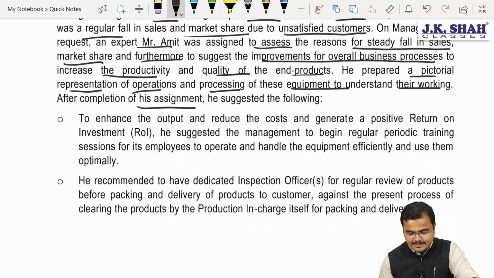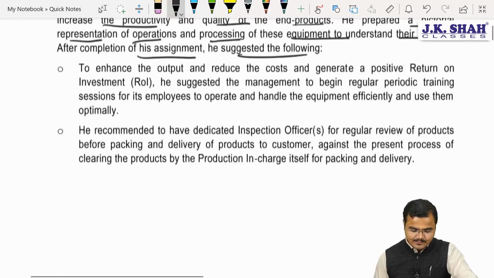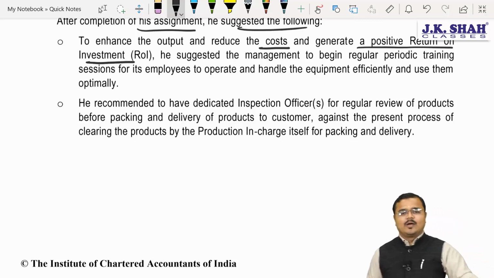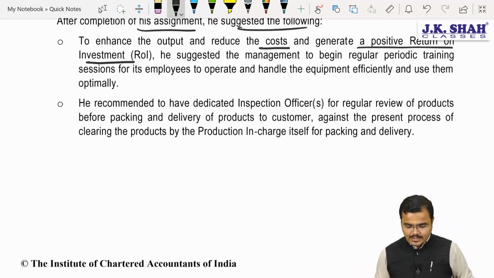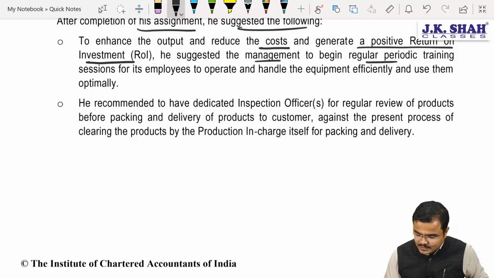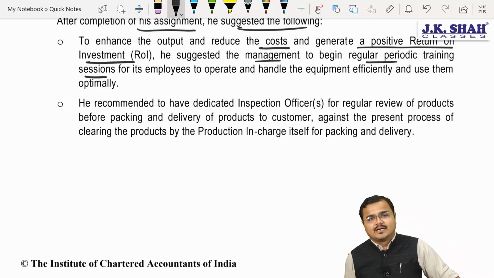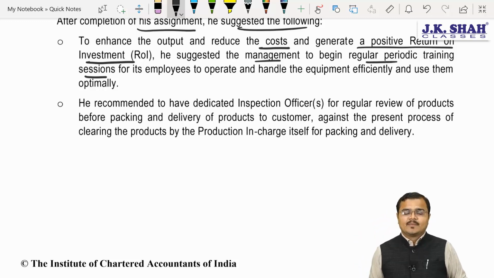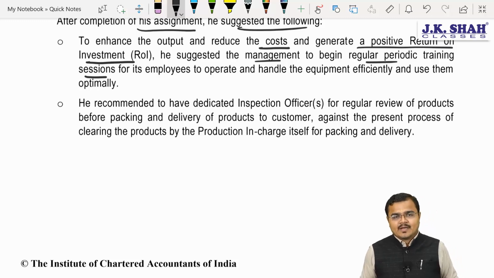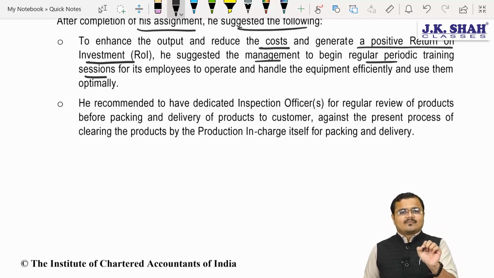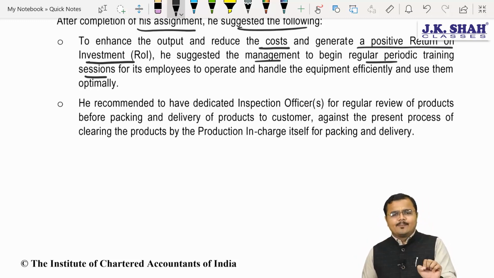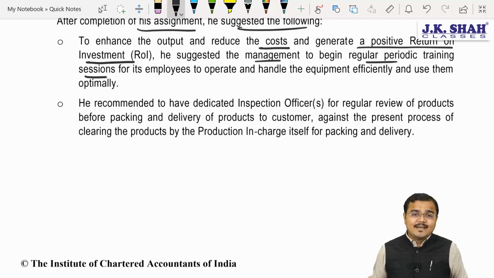After completion of his assignment, he suggested the following things. To enhance the output, reduce the cost and generate a positive return on investment, that is ROI must be positive, we need to reduce the cost. He suggested the management to begin regular periodic training sessions. Regular training has to be conducted in order to make our employees more and more knowledgeable. It is very important. As I always say during my regular class, boss, trained employees equals guided missiles. Understood? So it is very important to train our employees for the best outcome.